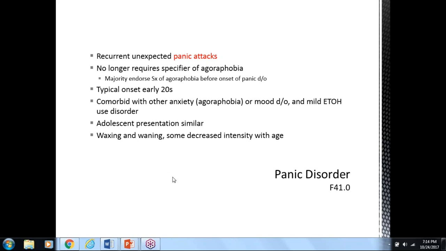Panic attacks in kids and adolescents are going to look really similar to a panic attack for an adult. People will go through periods where they may not experience very many. The amount of situational stressors may prime the person to be more likely to have panic attacks. This is very physically driven. This is largely a norepinephrine issue. So anything that lowers the threshold or raises the baseline level of activity and activation just puts you closer to that cutoff point.